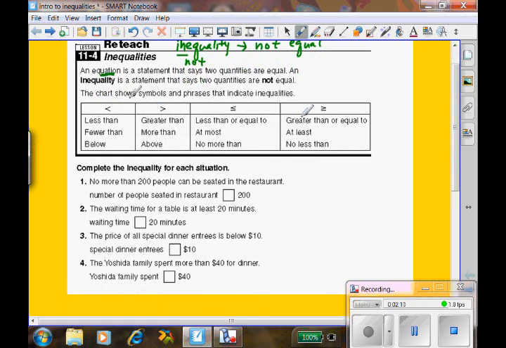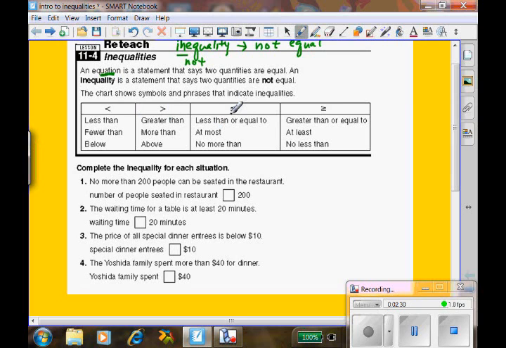If you look at the chart on your paper, you will see there are 4 math symbols that we use. And the first phrase in each of those boxes is the most well-known phrase that matches with that. So if you see an arrow pointing to the left, that's our less than sign. If it's pointing to the right, that's greater than.